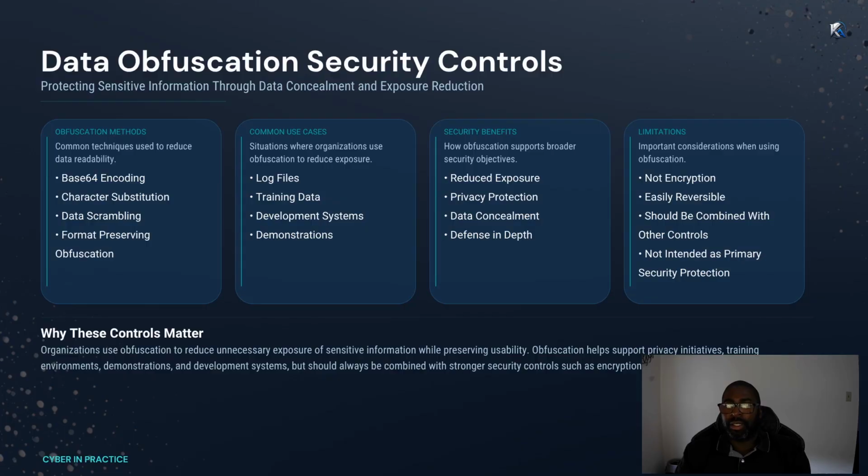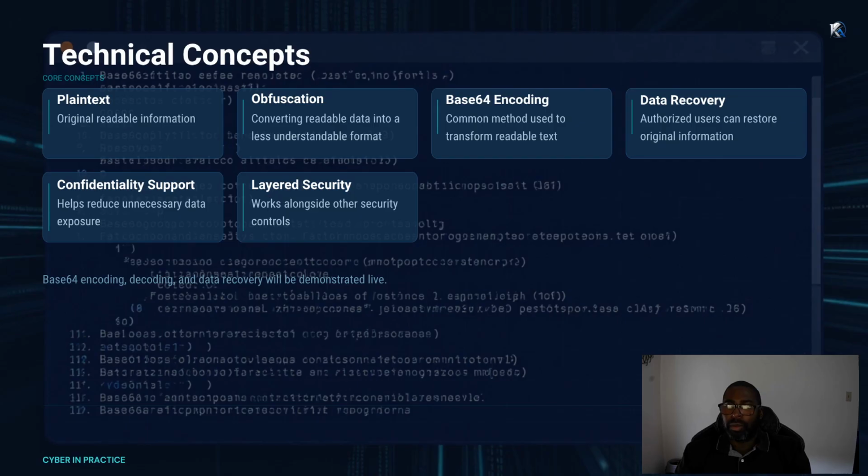There are several techniques organizations use to obfuscate information. Examples include character substitution, data scrambling, format preserving obfuscation, and Base64 encoding. For today's demonstration, we'll use Base64 encoding because it clearly shows how information can be transformed into a less readable format while remaining recoverable. We'll start with plain text data that can be read immediately.